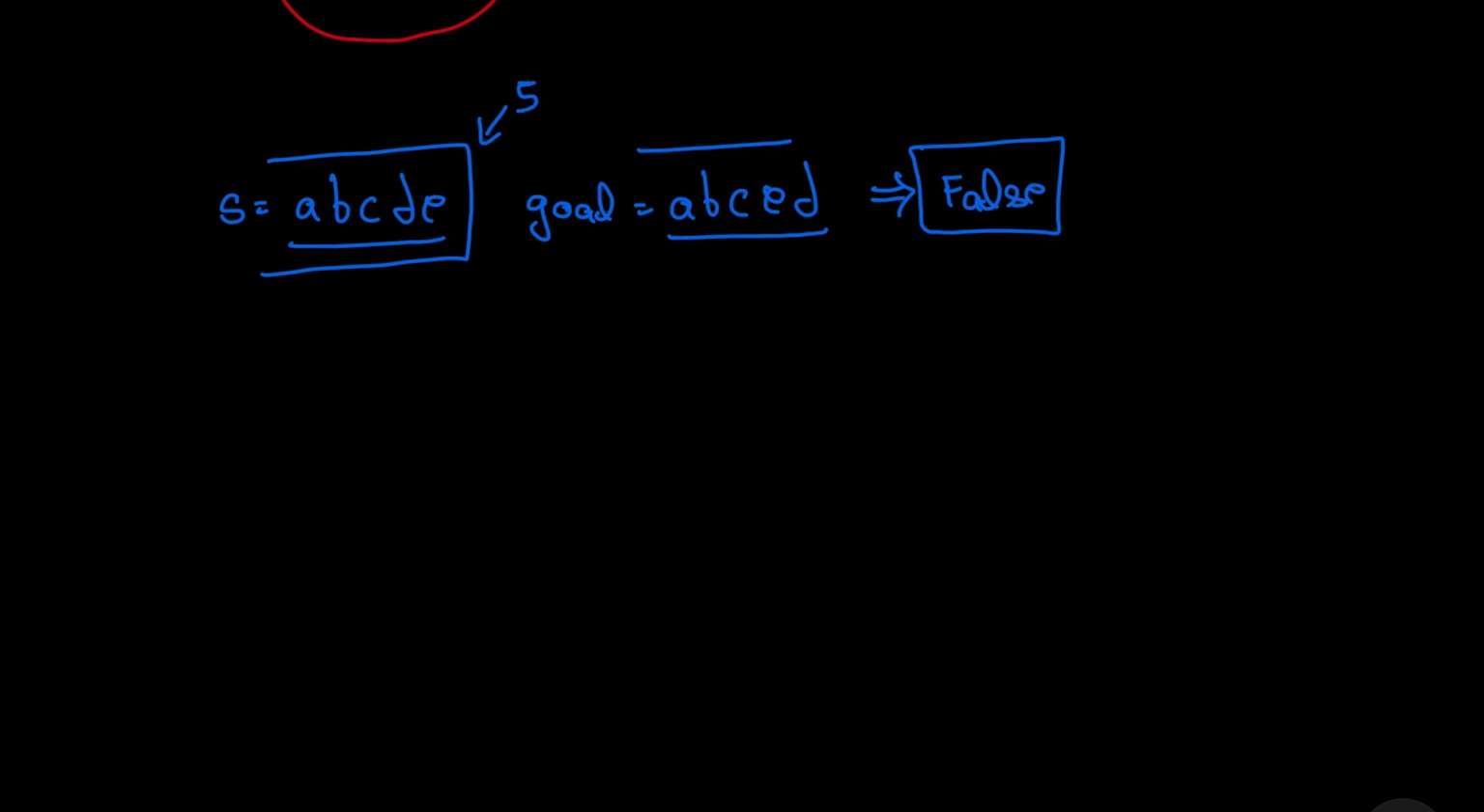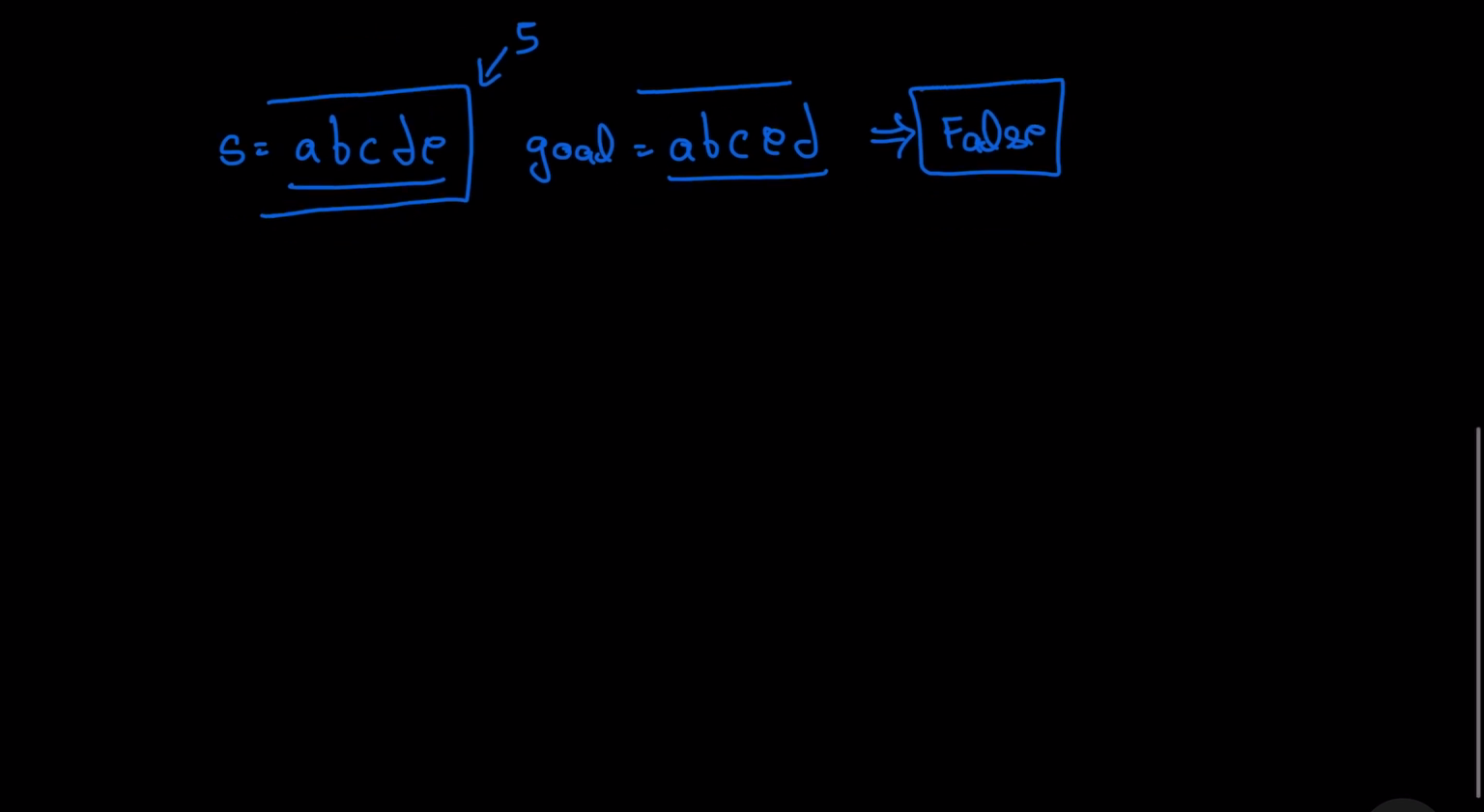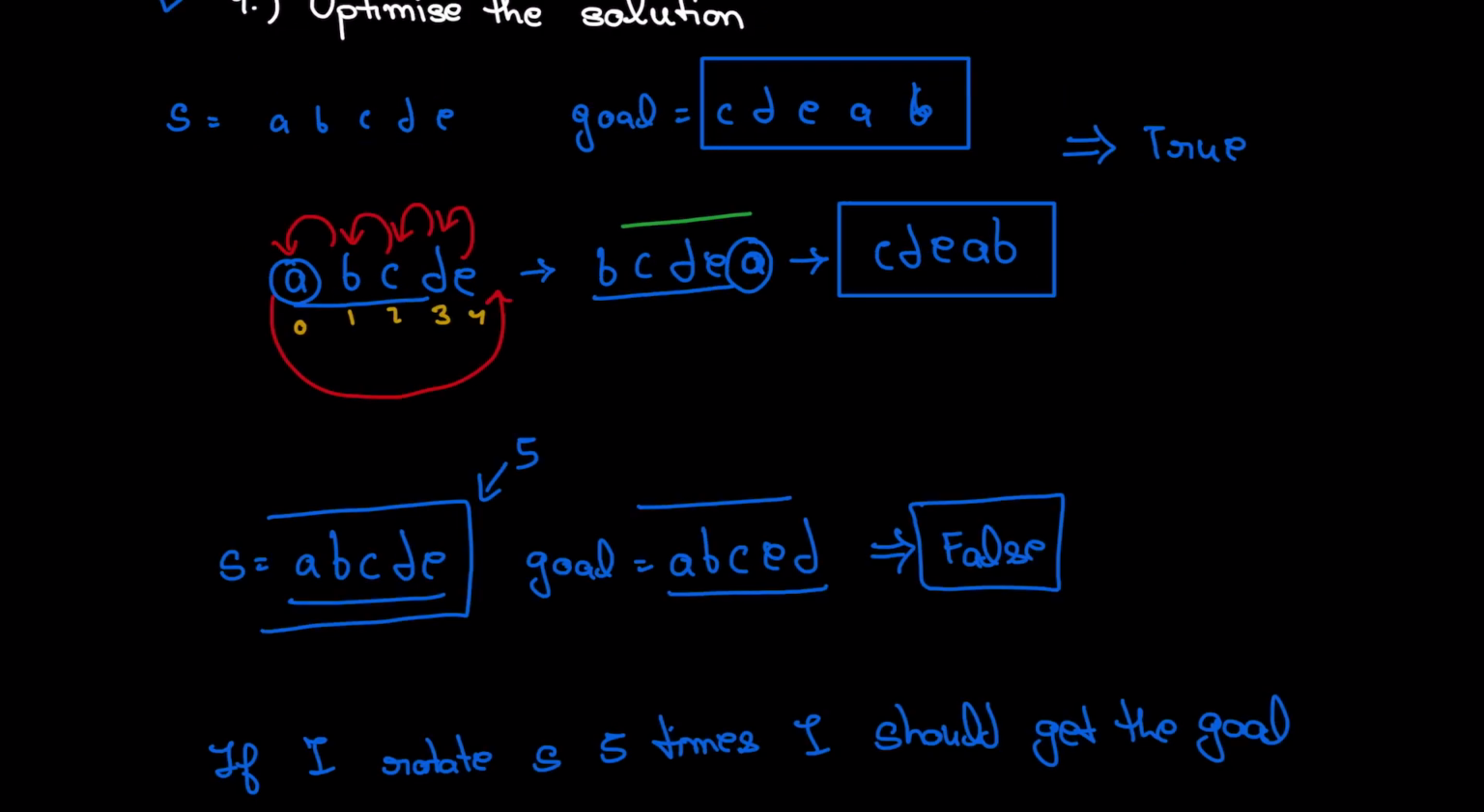That means there is no point of rotating the string more than 5 times, isn't it? What that means is if I rotate S 5 times, I should get goal. Simple enough. We'll rotate it once to form this. In the second iteration, we'll rotate it again to form our resulting string.